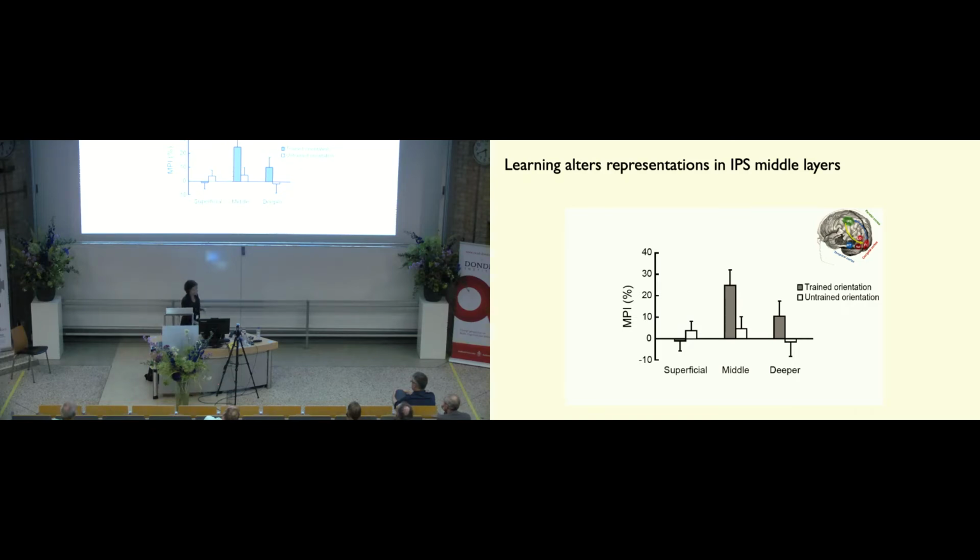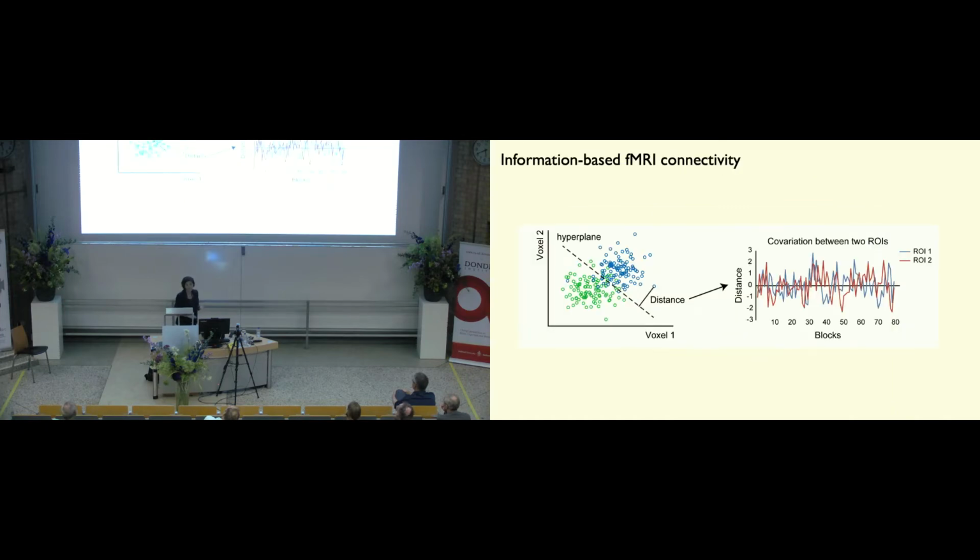How can we test this? We went to test this with functional connectivity analysis in this information space. So in this case, we went back into our classifiers and interrogated the patterns and the signal of the patterns that went into the classifiers and looked at what is their distance from the hyperplane in the classifier architecture that separates the representations of the trained from the untrained orientation.